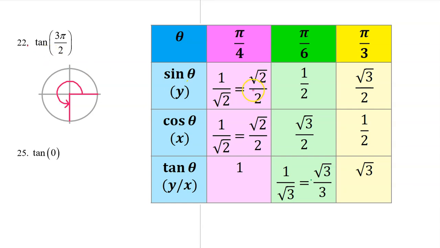We will not need our memorized facts for number 22 because 3 pi over 2 doesn't land in a quadrant. The terminal side falls right on the negative y-axis. Because this is a vertical line, the slope is undefined, so the tangent is undefined.